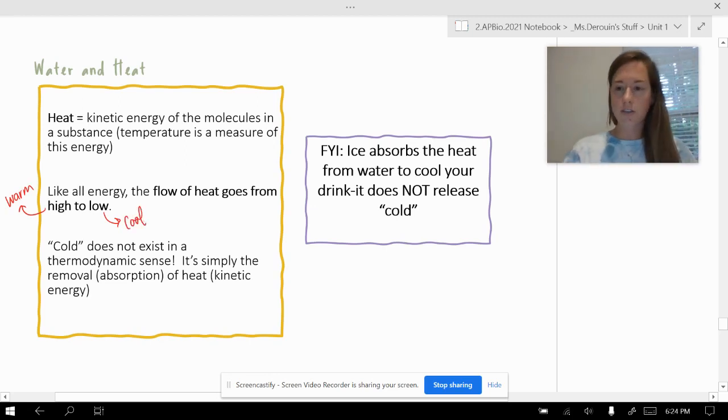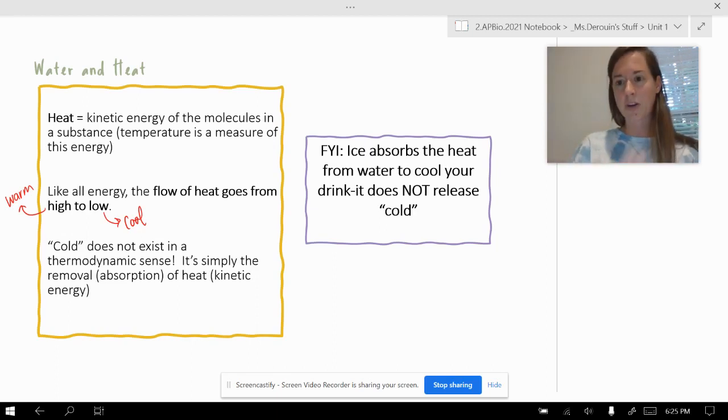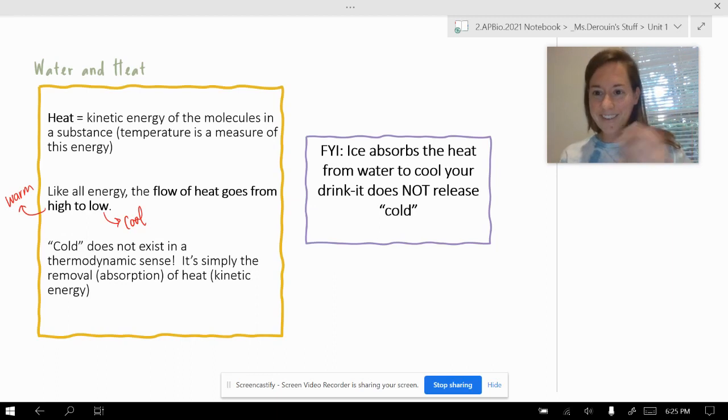So the heat is trying to move to an area where there's less heat. I mean, I'm saying heat, but I mean the energy that is causing the heat to happen. So just kind of a cool fact related to this is that ice is actually absorbing the heat from the drink. It's not giving off cold, because the energy that is creating the heat is trying to move to where there's less energy, and where there's less energy is in the ice. So we always say the ice cools your drink, but really it's sucking the heat out of it.